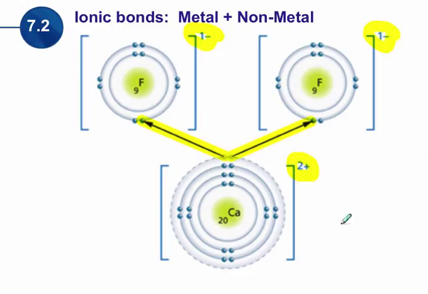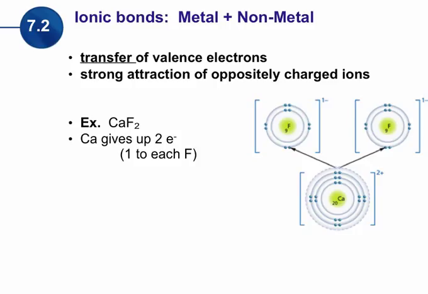Now if we look at the outer shell of each of these elements, there is a full number in the outer shell. There's 8. There's 2, 4, 6, 8. And this outer shell is right here. 2, 4, 6, 8. Those now have full valence shells, full outer shells, and they become stable. So what's happening here is calcium gives up 2 electrons to the fluorine ions, and the fluorine ions get the electrons transferred.